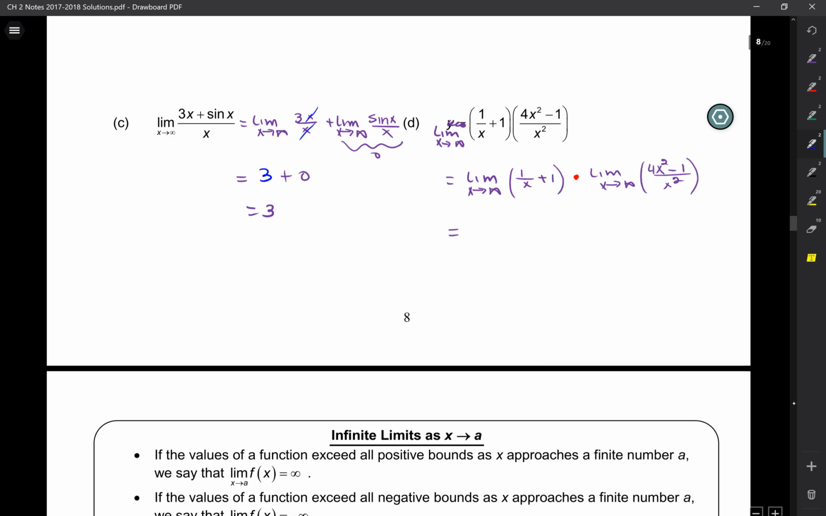Take a look at the 1 over x. What happens as x approaches infinity? It's going to be 0. Plus, what about that one? That's just the 1. So that's the first one. Now, times, let's take a look at the next one. It's going to be 4x squared over x squared. So that's just 4, not 4 minus 1.